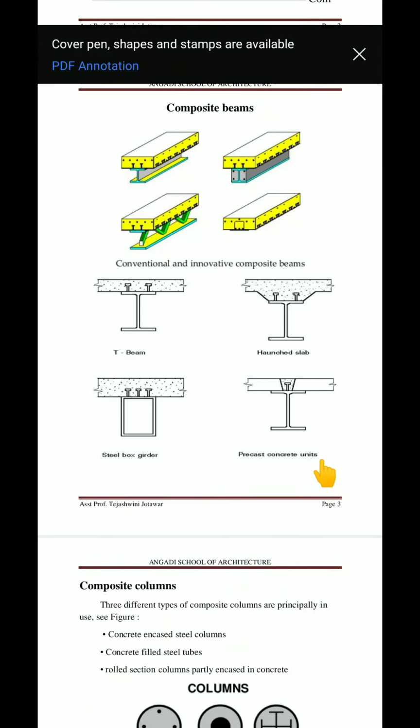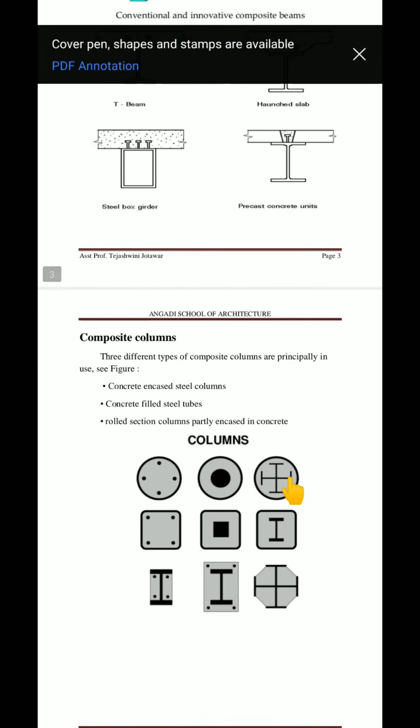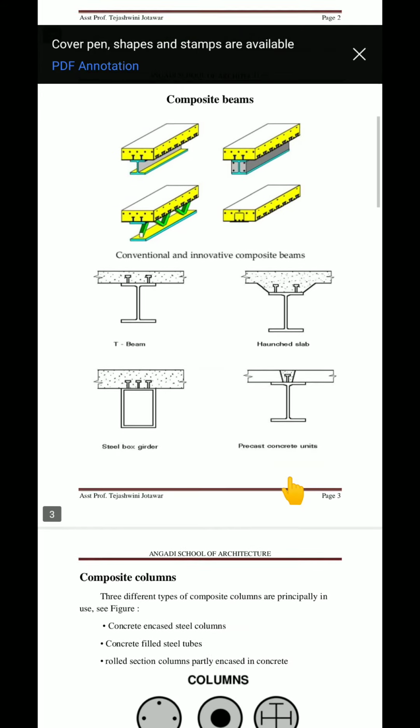The fourth one is precast concrete units. Here there will be one precast unit on this side and another precast unit on this side. A steel beam will be there, and I am connecting all three together by pouring fresh concrete here, and into that fresh concrete a shear connector is provided. So these are all about beams.